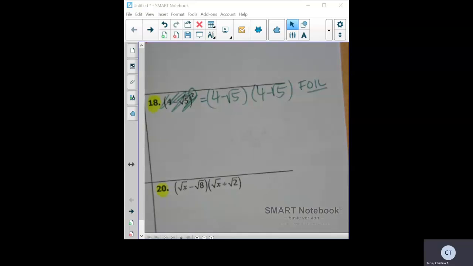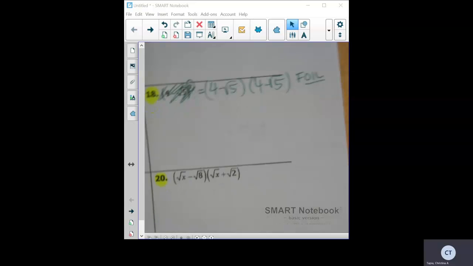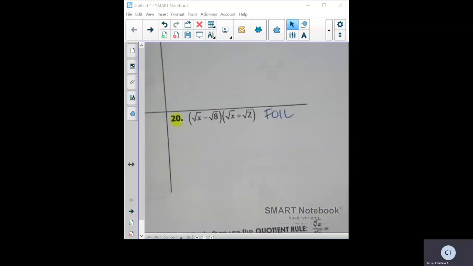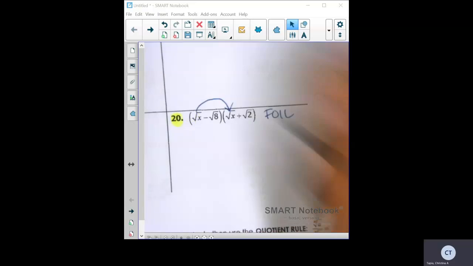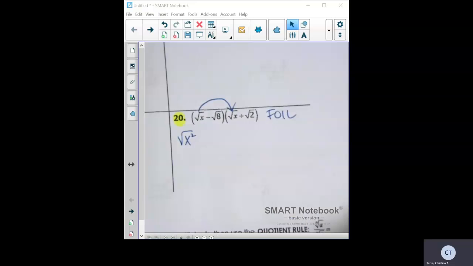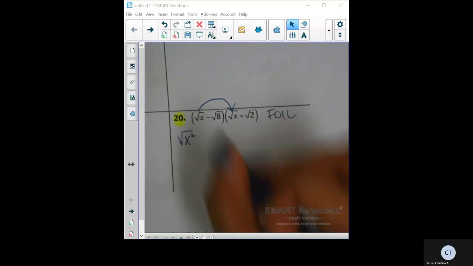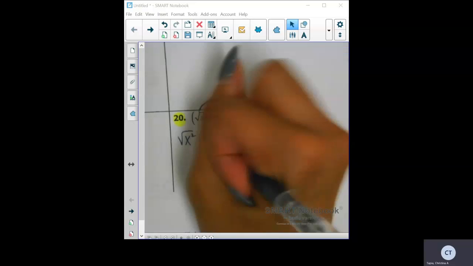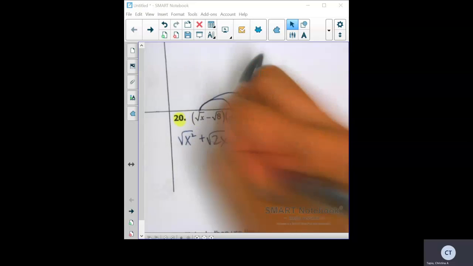I do want to go through a more difficult question, which is 20. So for question 20, we're going to FOIL this again. So we're going to have to FOIL this. So 18, I know you want to do it, but let's look at 20. Square root of x times square root of x is the square root of x squared because you have 2 x's. Square root of x times the square root of 2 is going to give me plus square root of 2x.